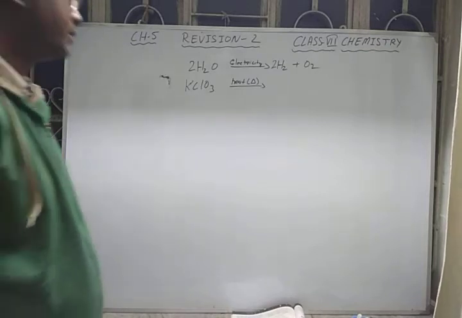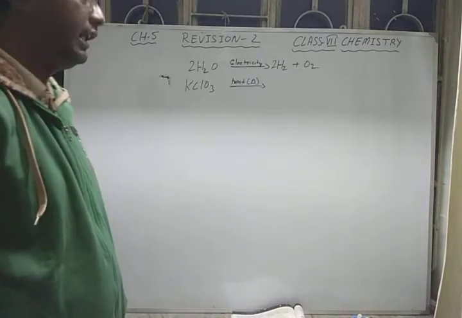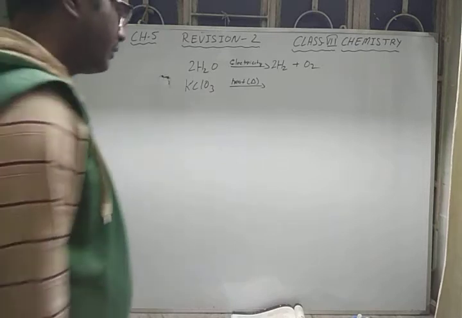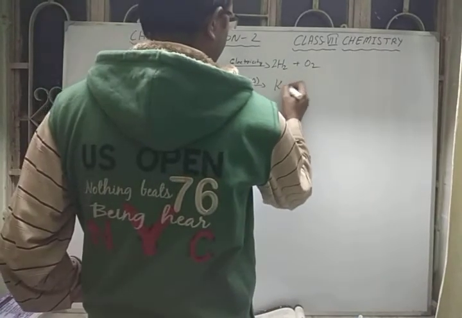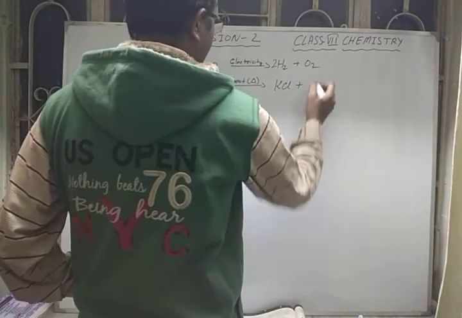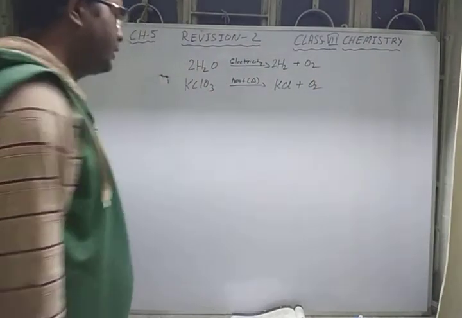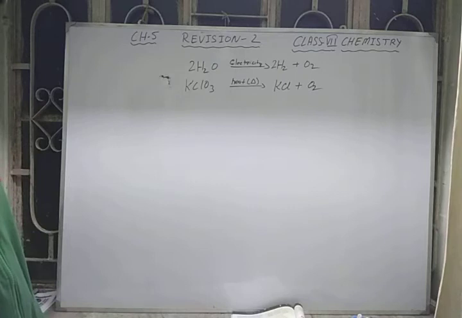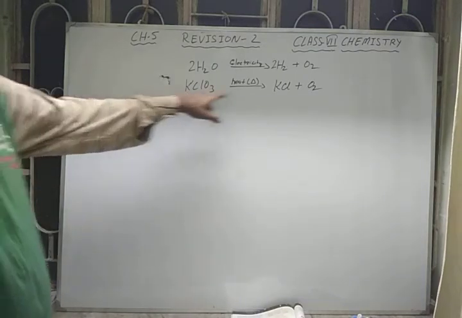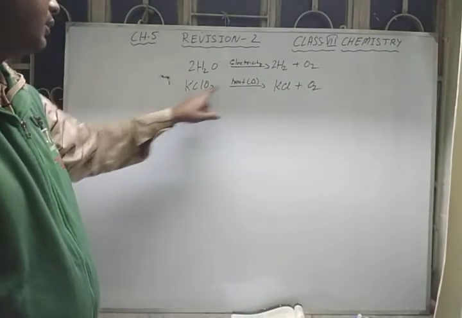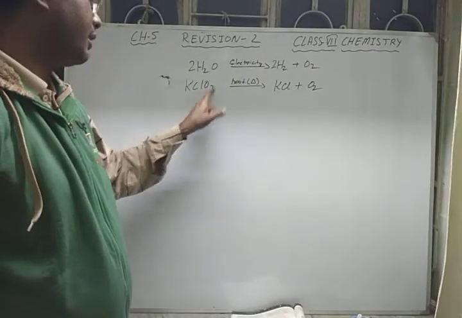KClO3, when it decomposes on heating, gives potassium chloride, KCl, plus oxygen, O2. Okay, so now again this chemical equation is the unbalanced chemical equation, so you have to balance it. So here potassium is 1, potassium is also 1, chlorine is 1, chlorine is 1. Here oxygen is 3 and oxygen is 2.